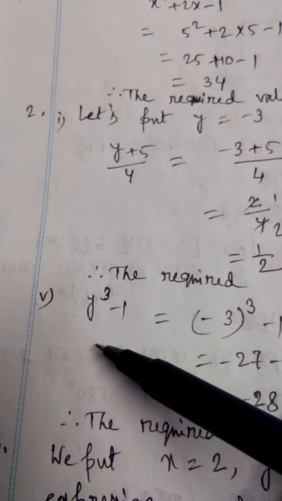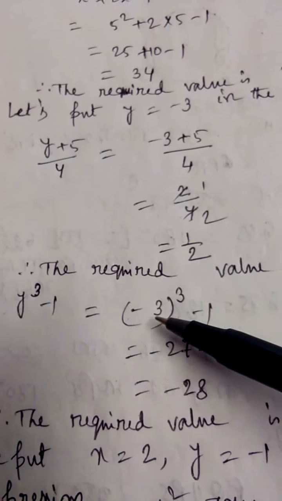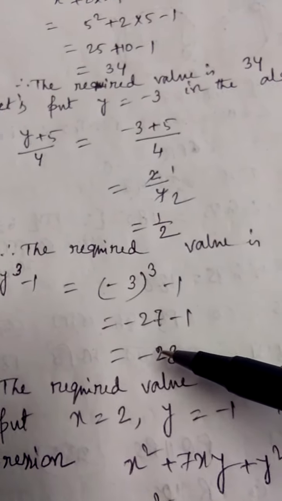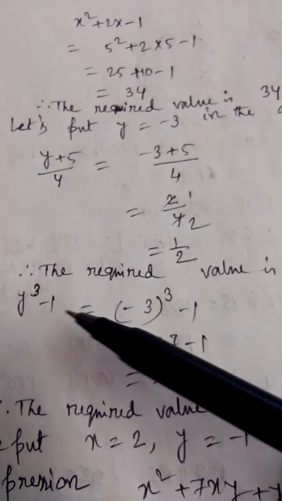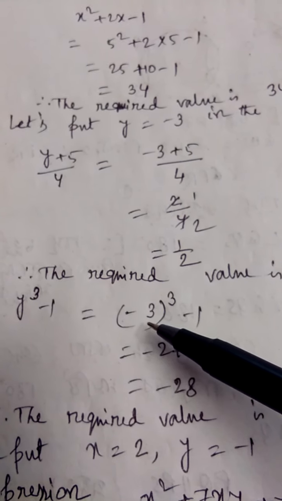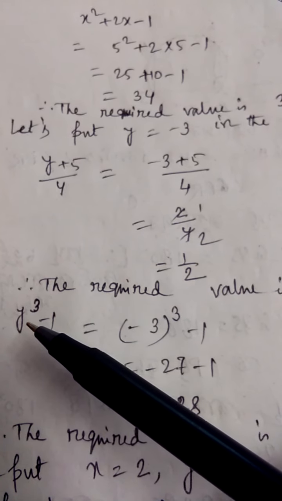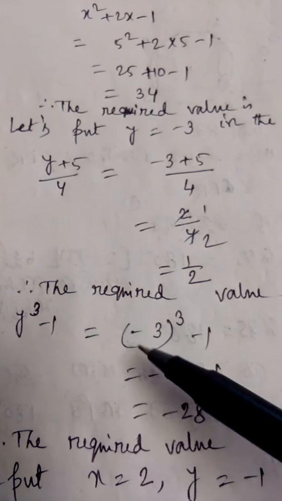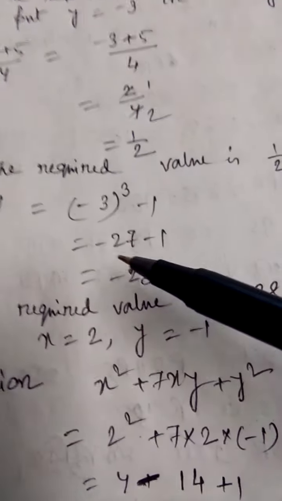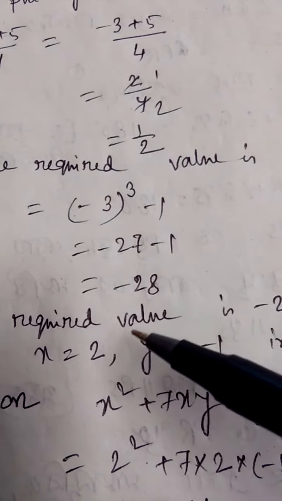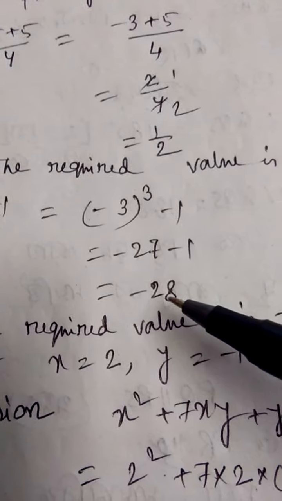In problem 5, see that y cube minus 1 equal to minus 3 whole cube minus 1. We put minus 3 for y. Then we get minus 27 minus 1 equal to minus 28.